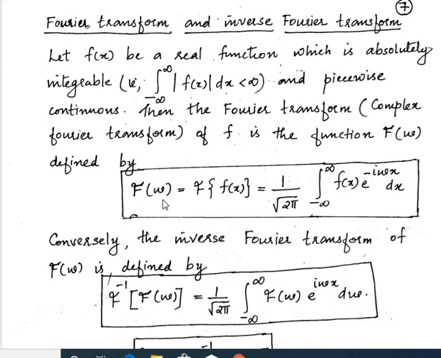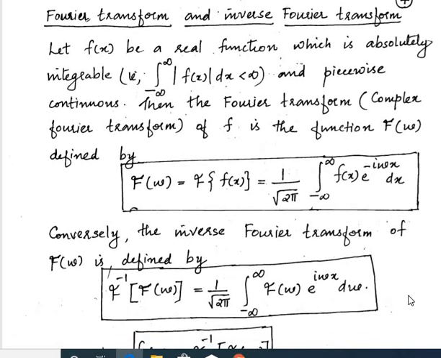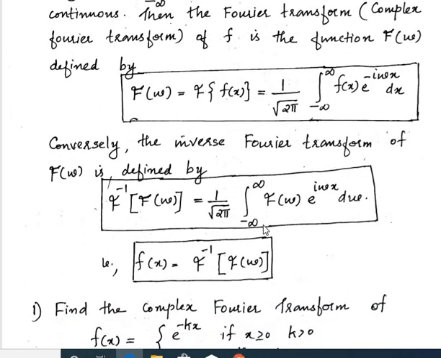So it is denoted by f of omega equal to 1 by root 2 pi integral minus infinity to infinity f of x e raised to minus i omega x dx. And this is the Fourier transform, and correspondingly there is an inverse Fourier transform, and the formula is given by f inverse of f of omega equal to 1 by root 2 pi integral minus infinity to plus infinity f of omega e raised to i omega x d omega. That is, the function is obtained by taking the inverse of the Fourier transform.